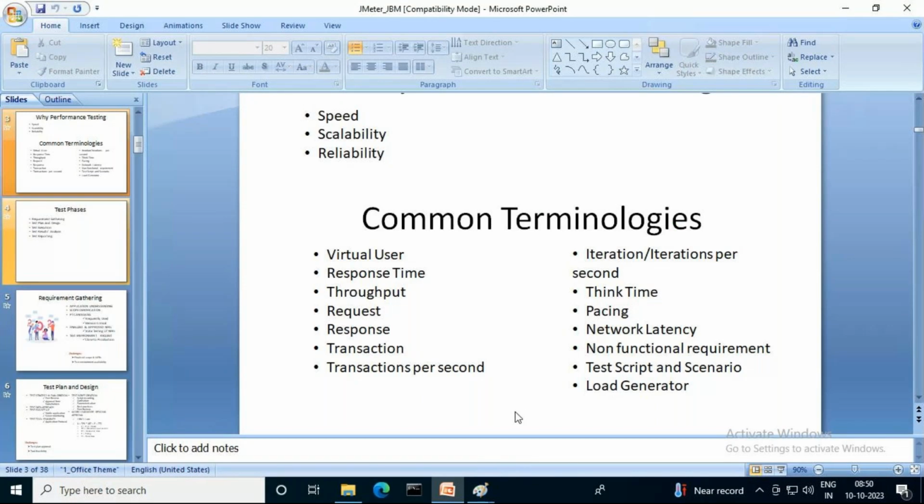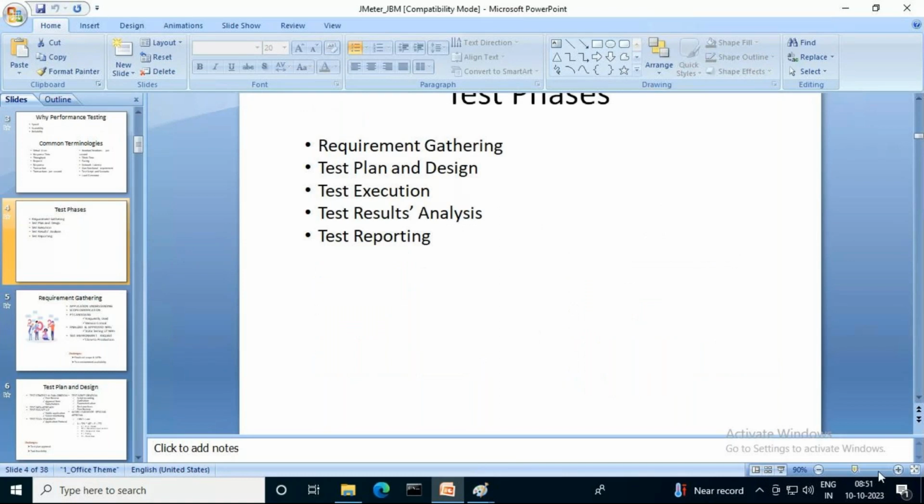With this, these are some of the common terminologies. Apart from this, there are other terminologies, but the common terminologies which we use in performance testing, I have discussed those. Any queries, anyone? Then we go to the next slide.